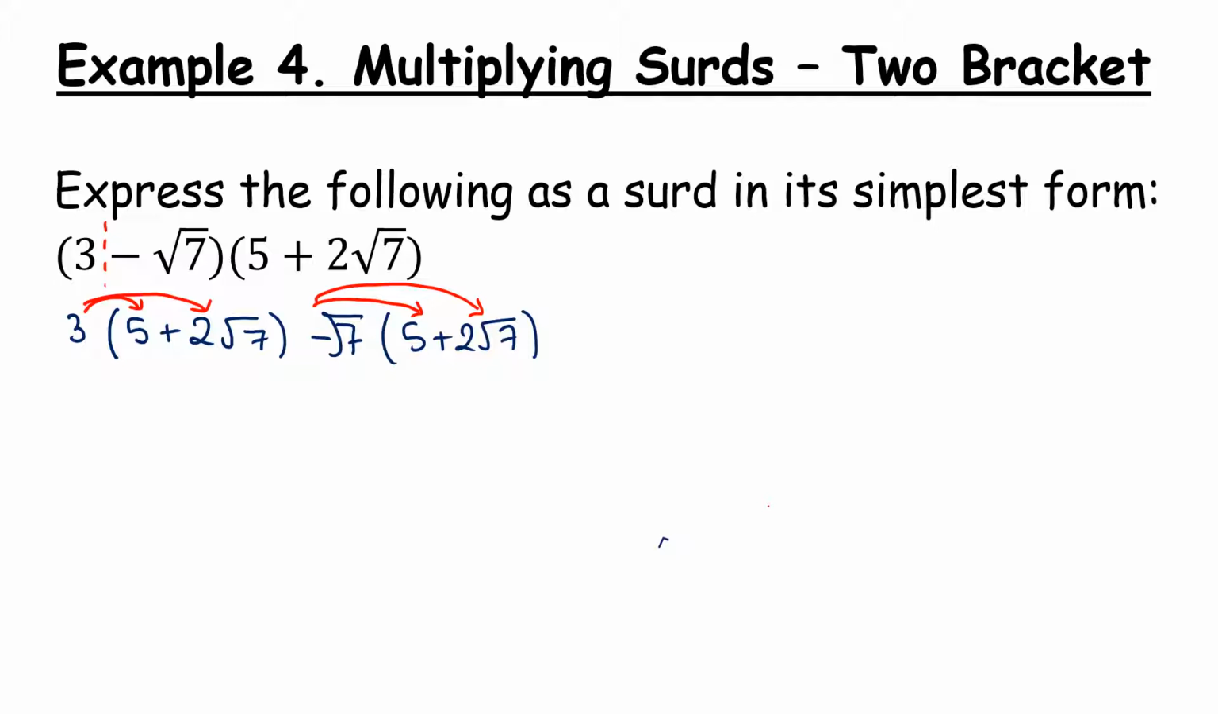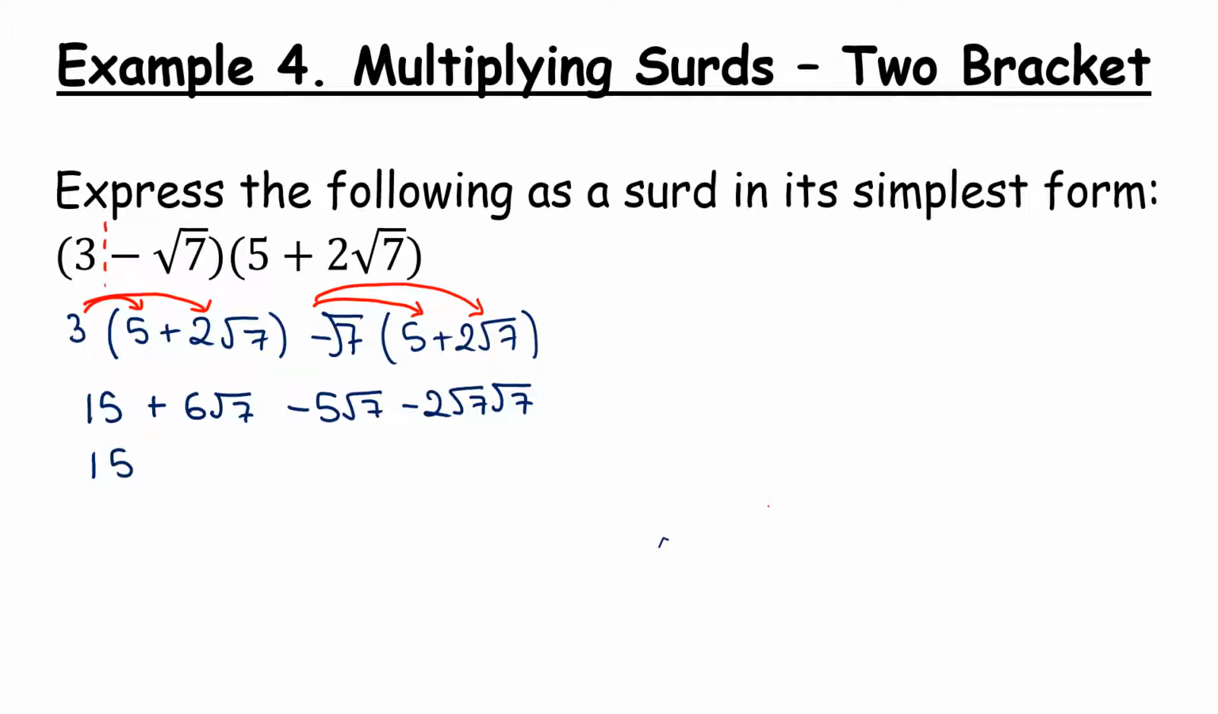So 3 times 5 is 15. 3 times 2 root 7, so multiply the rational parts by each other. So the 3 by 2 gives me 6 root 7. Minus root 7 by 5 gives me minus 5 root 7. And here we get minus 2 root 7 times root 7, or root 7 squared.